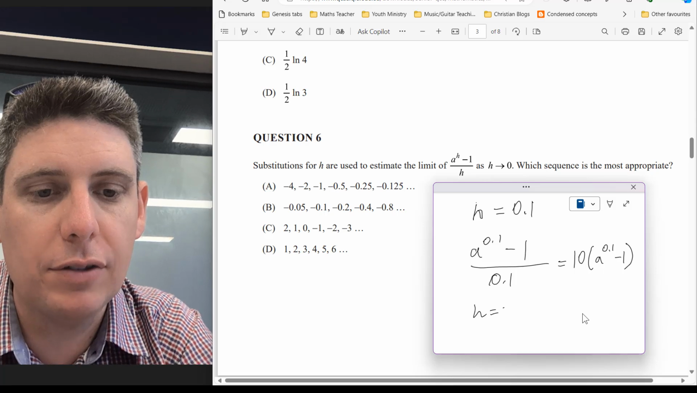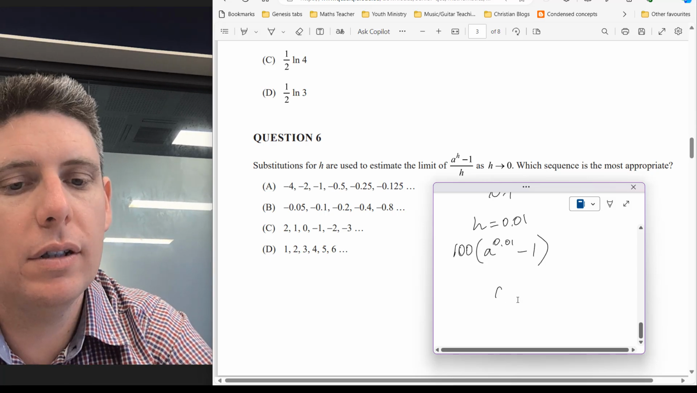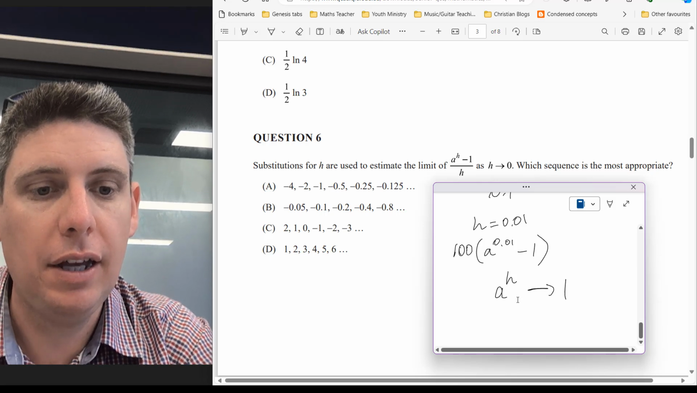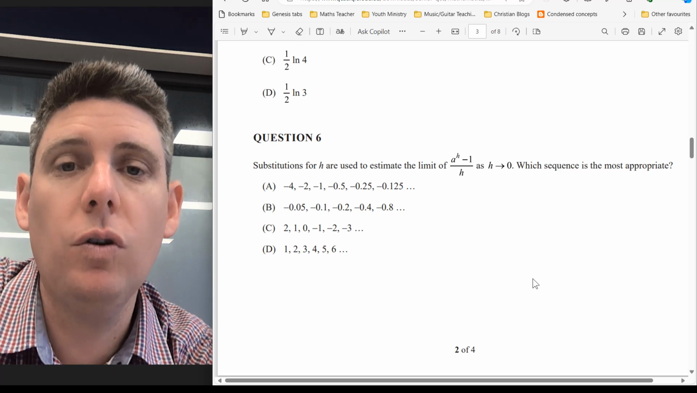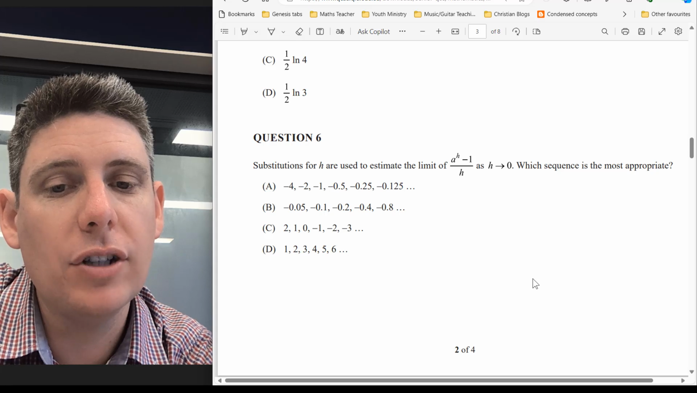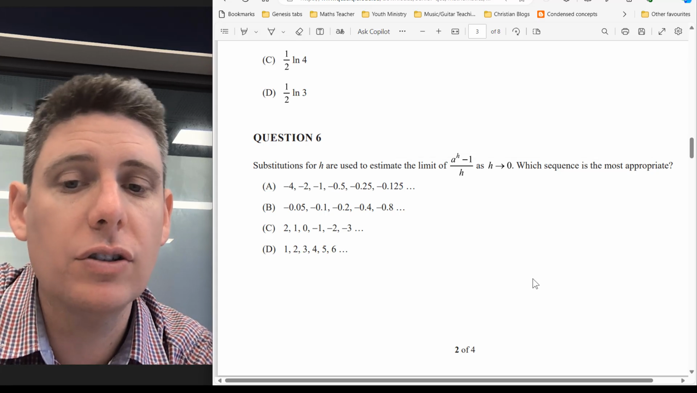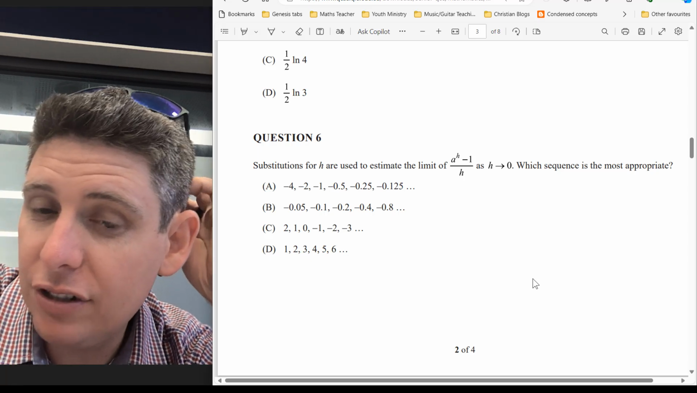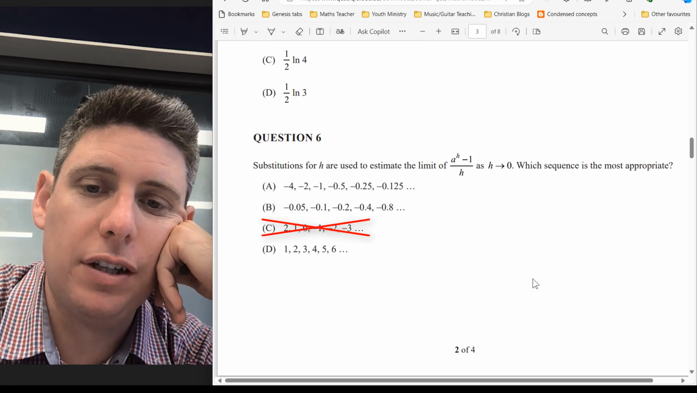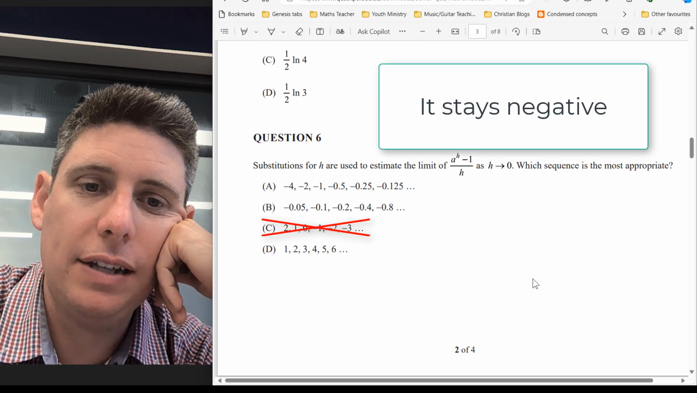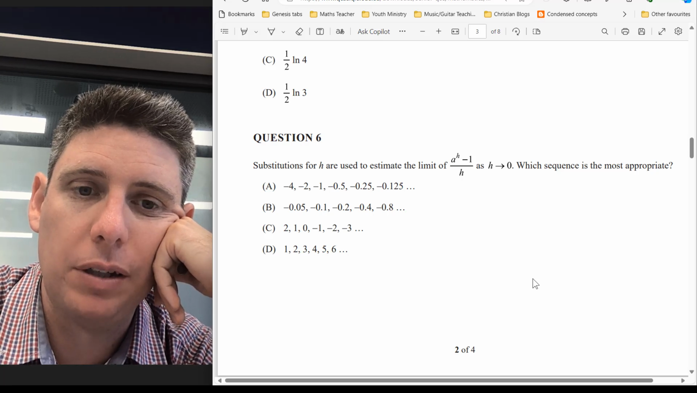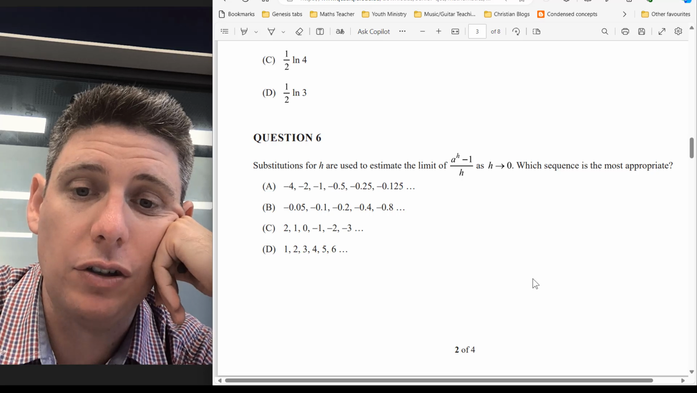Let's try h equals 0.01. As h heads towards 0, a is heading towards 1. So if we look at the 4 different answers, a is getting smaller, b is getting larger, c has crossed to negatives, and d is just going up in intervals of 1. So it can't cross over to the negatives because a is limiting to 1 regardless of what h values we sub in, regardless of what a value you use.